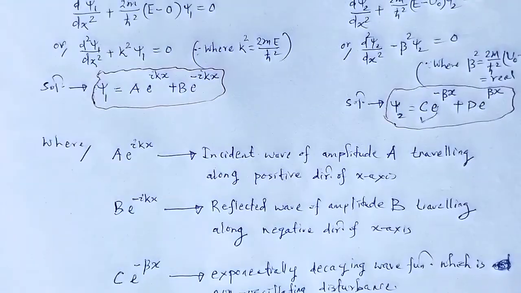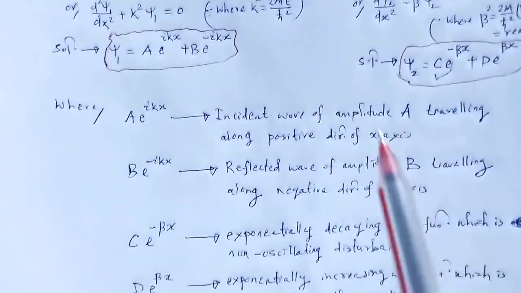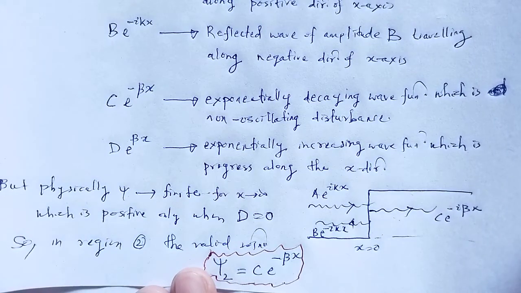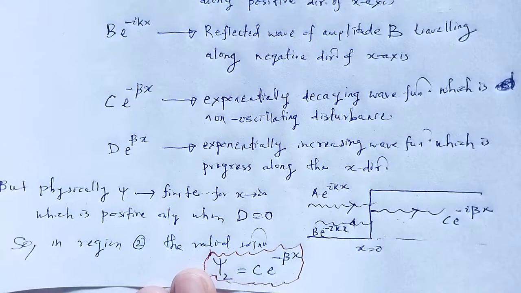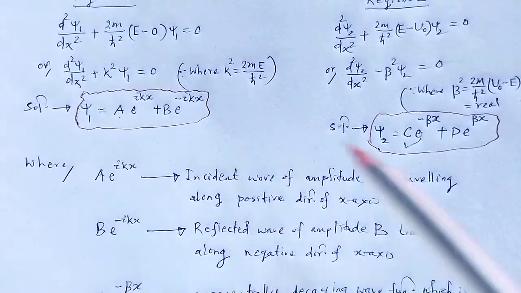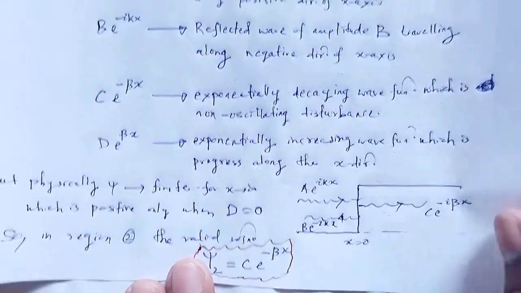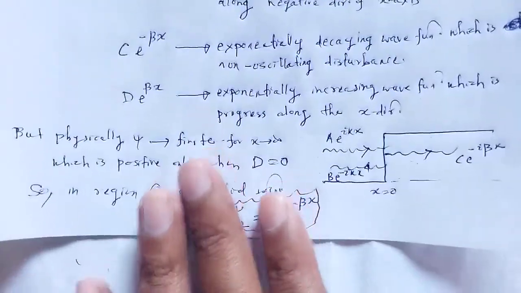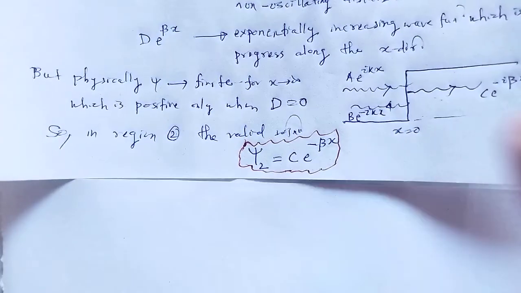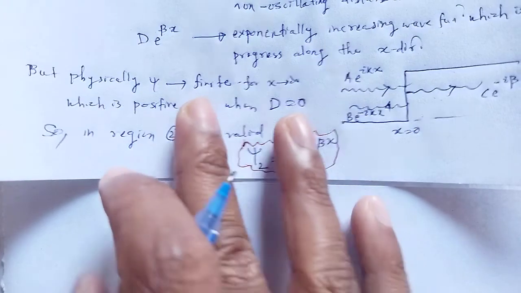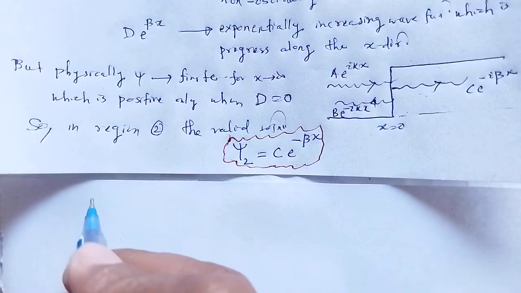So we get the solution for region 1 and the solution for region 2. But our task is to find what the values of these arbitrary constants should be. A, B and C are arbitrary constants, and they are the amplitudes also. These are evaluated from the boundary conditions.